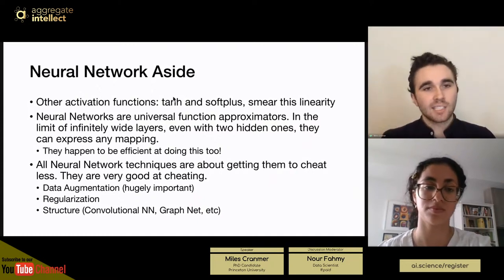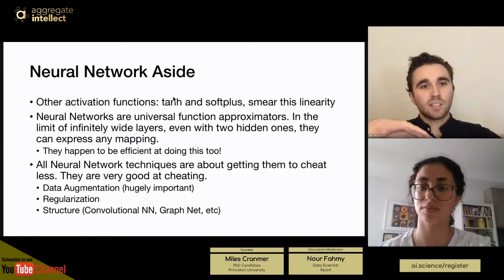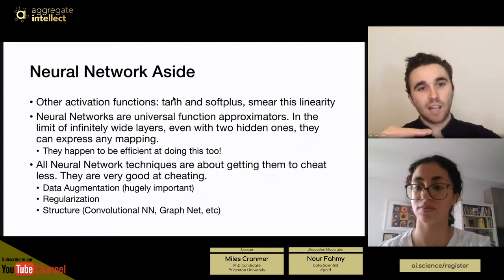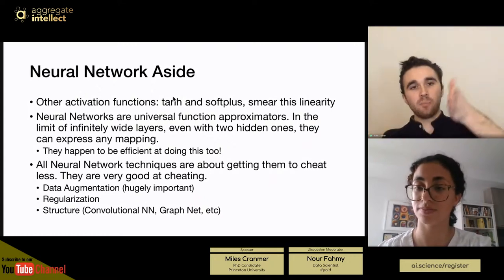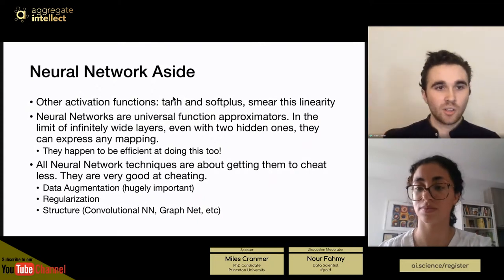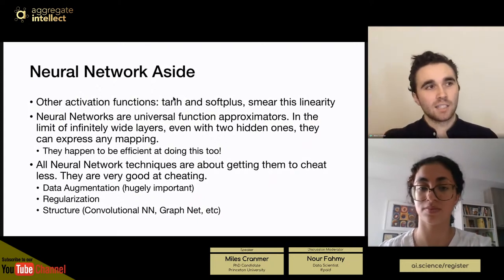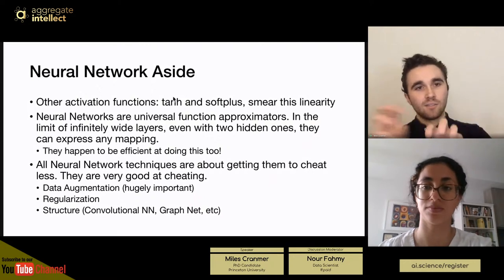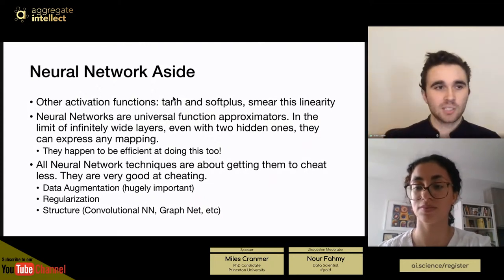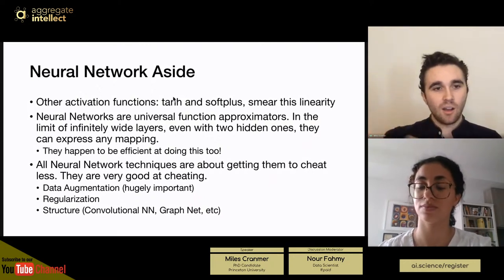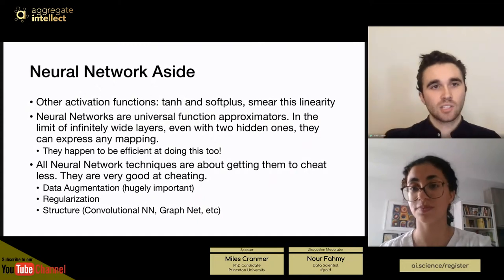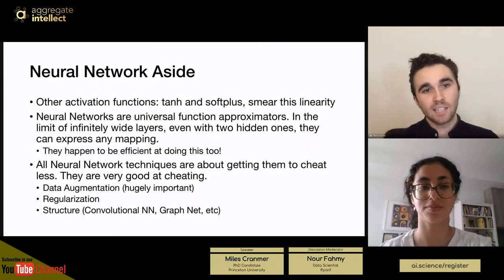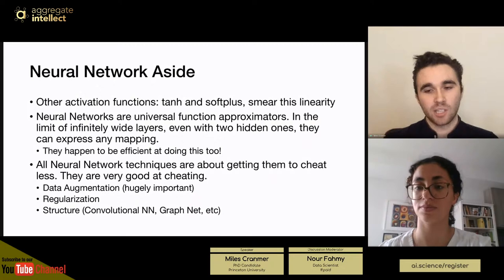Regularization is another one, enforcing that the neural network has to be a certain level of smoothness, so it can't just jump between the answers. There are also structures you can add to them. A convolutional neural network is a way of weight sharing for images. Graph networks are a way of weight sharing over edges. There are different structures that you can add to neural networks so they don't cheat as much.